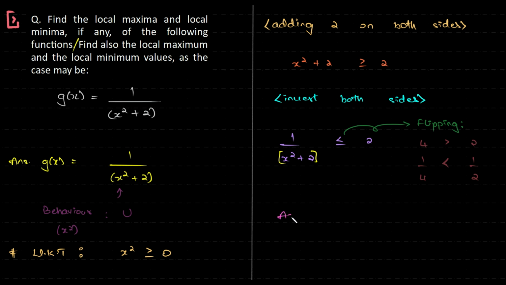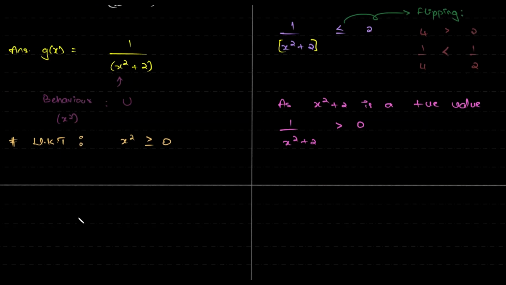x square plus 2 is always greater than or equal to 2, right? As the expression x square plus 2 is a positive value, 1 by x square plus 2 should always be greater than 0. And so this particular expression, 1 by x square plus 2, is always greater than 0, but always less than or equal to 2. The maximum value it can go is 2.